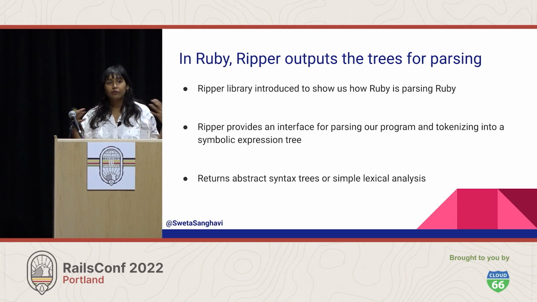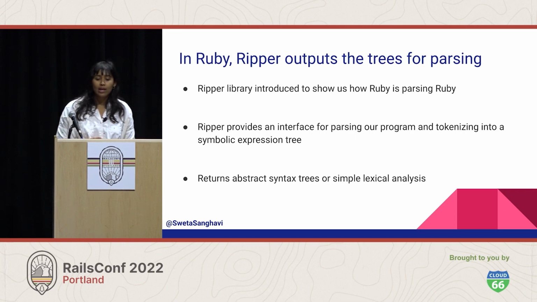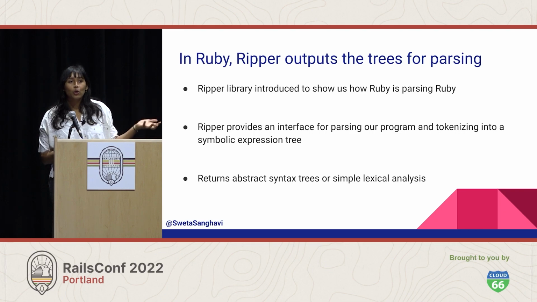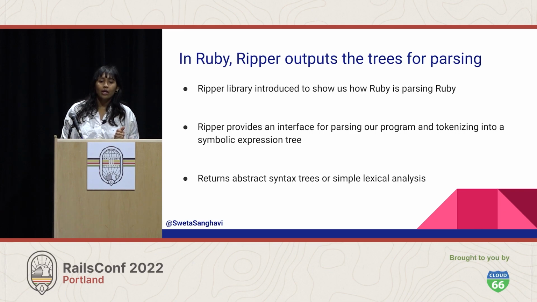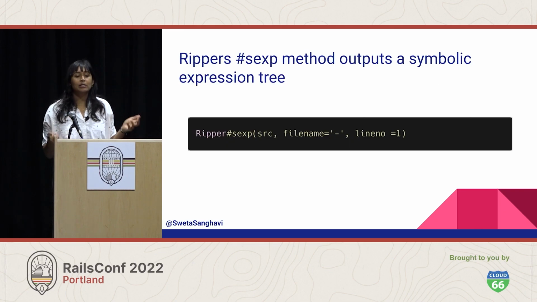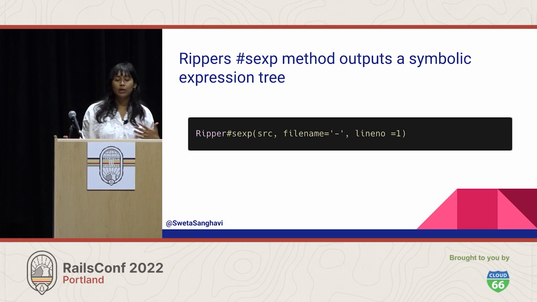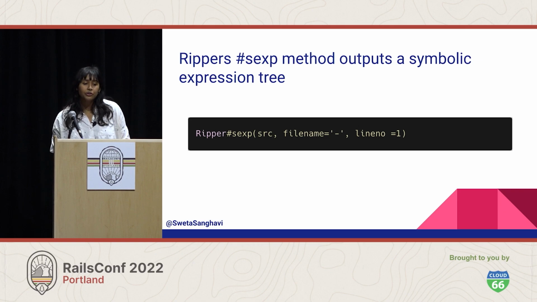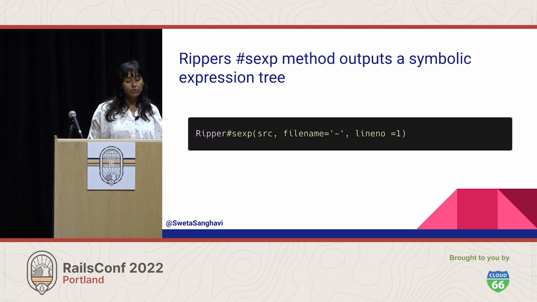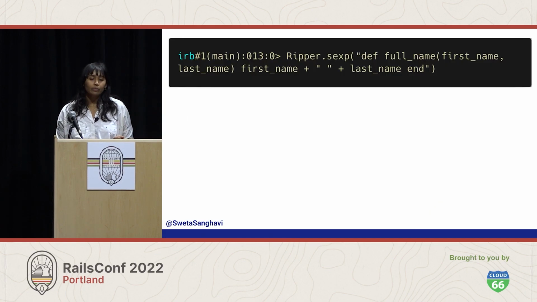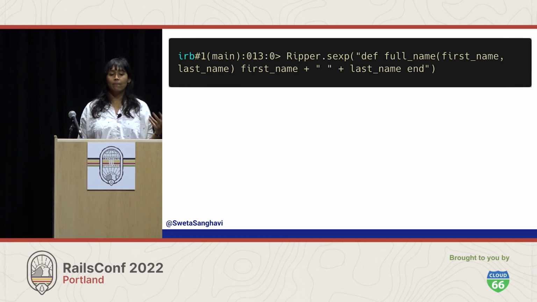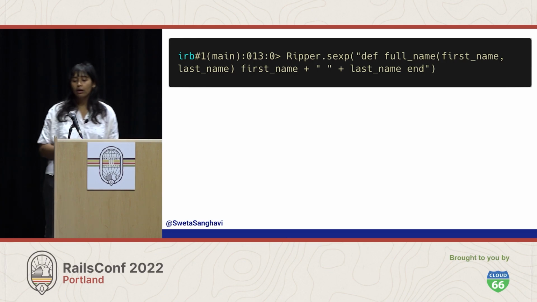You can return different kinds of trees from Ripper. And since we know we have all of core Ruby available in our console, why don't we take a look? Ripper provides us an sexp method, which outputs a symbolic expression tree. We're going to see what that looks like. And so we can see with this method signature that sexp will take your source code and evaluate it for us. So let's take a look at that output. Let's call this sexp method with our method definition of full name.